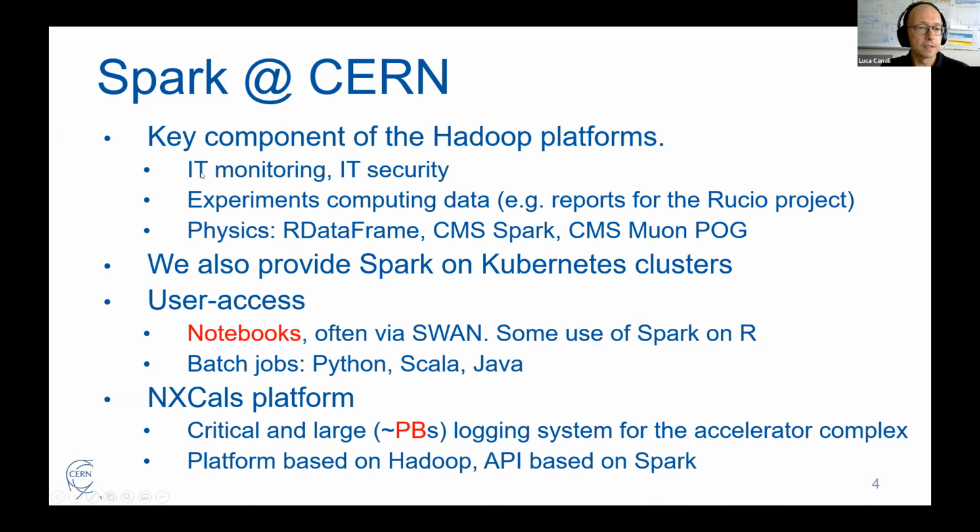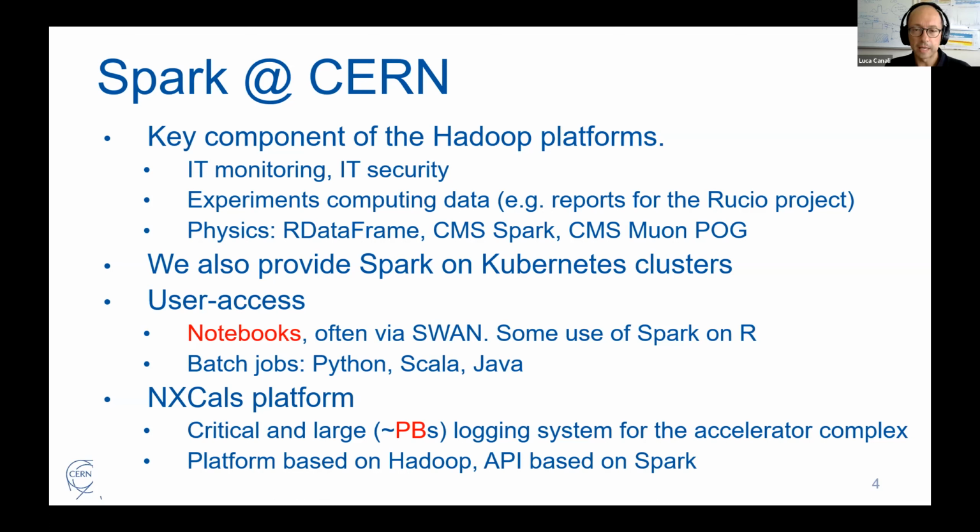So in production, there is IT monitoring. When you see the monitoring, one of the pipelines goes into Hadoop, and then data is sunk there and it can be used for long-term processing. IT security also has jobs running there for the detection of attacks on the networks. And then the experiments computing data, for example, the Rucio project.